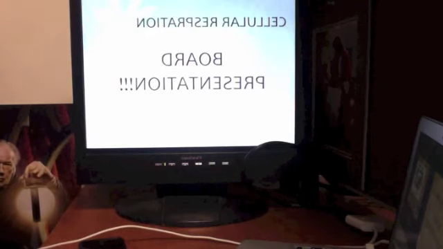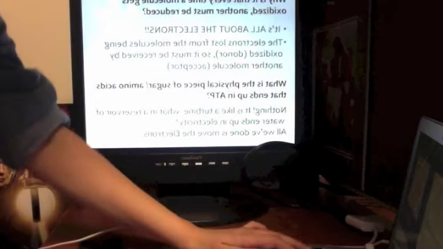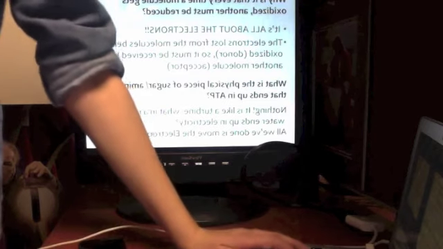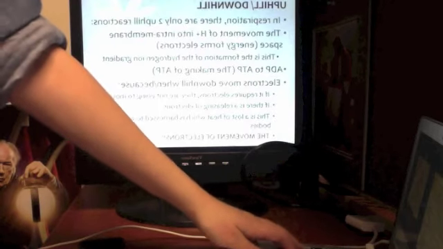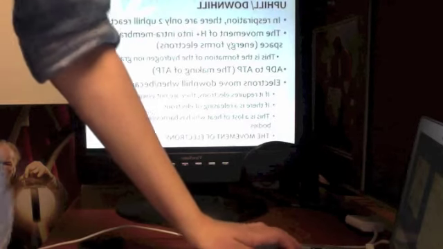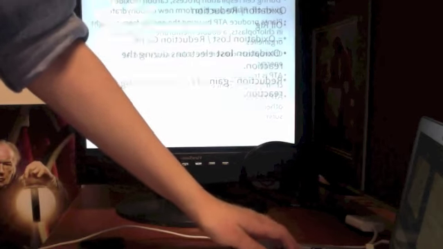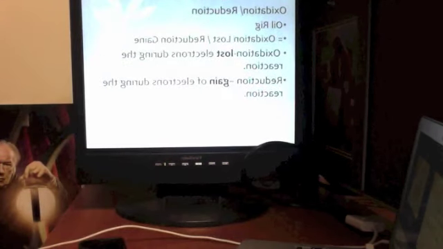Okay, guys, so right now we're going to go to the board presentation. Before we go to that, does anyone have any questions before we move back to the activity room? Whether it's on what I was talking about, oxidation, reduction, uphill, downhill, anything, oil rig.